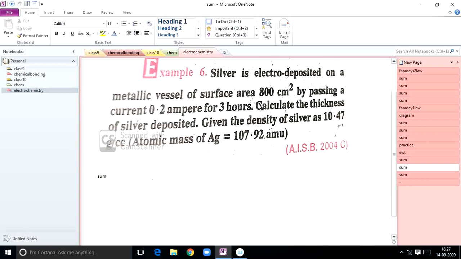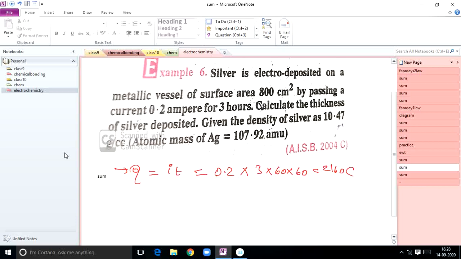So first of all, students, calculate the quantity of electricity passed. Quantity of electricity Q is equal to I into T, that is 0.2 for current, and time 3 hours, 3 into 60 into 60, directly in seconds. If you calculate this, you will get 2160 coulombs.